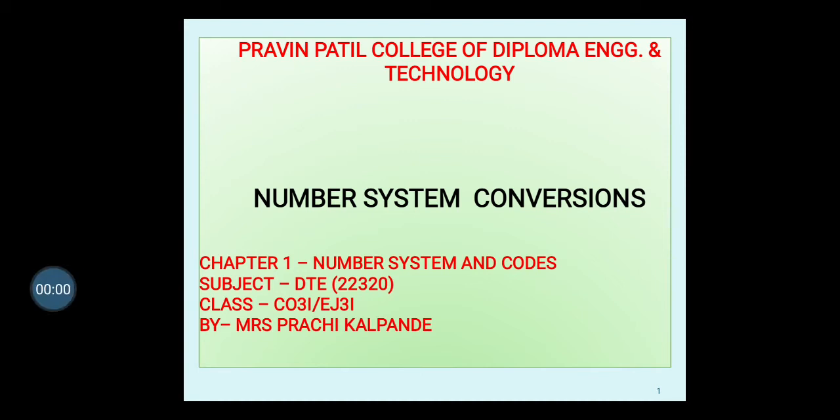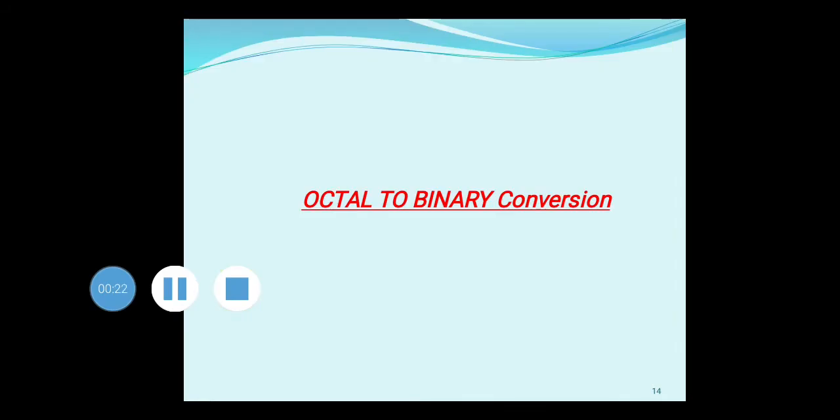Hello students, today's topic for conversion is octal to binary conversion and hexadecimal to binary conversion from chapter 1 number system and codes, subject digital techniques 22320. So we'll start with octal to binary conversion. That means you will be given an octal number and you are going to convert that octal number into its binary equivalent number.